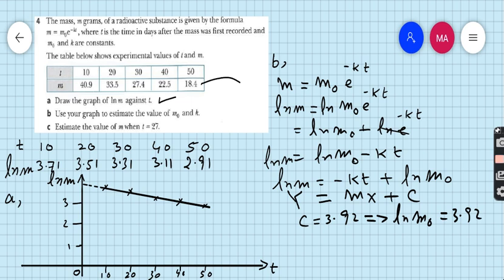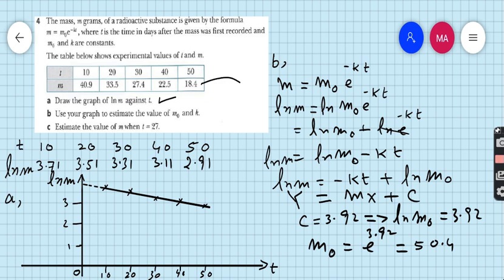Now convert this logarithm into index form. The base of ln you know is always e. So if we drop this ln, we should apply e on the right hand side. So 3.92 becomes e power 3.92. With the help of a calculator, find the value of e power 3.92. You will get 50.4. So this is our answer of m naught.